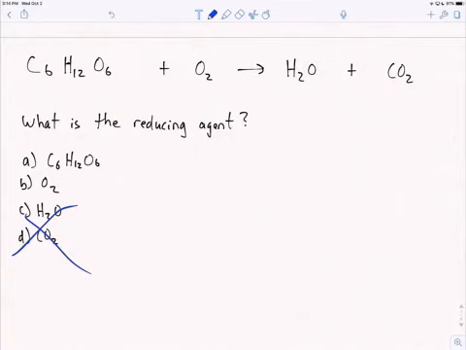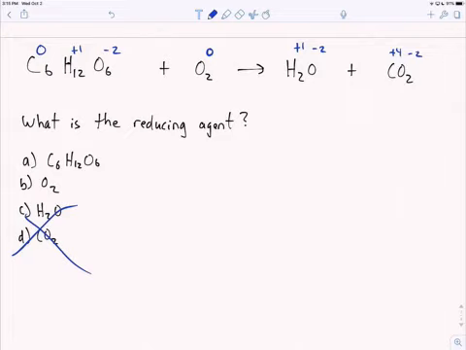So let me give you some numbers. Oxidation state in carbon in here is 0, +1, -2, 0, +1, -2, +4, -2. So what's going on here? What's going on here is that the carbon in glucose is losing 4 electrons. And then the oxygen is gaining. So they're getting oxidized, the carbon.